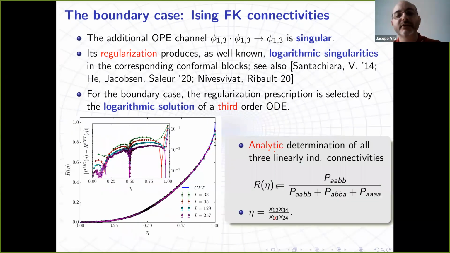And so basically the problem can now be completely solved when the points are on the boundary, and one can write a complete analytic solution for all these three linearly independent connectivities, and calculate universal ratios out of them that can be checked with Monte Carlo with extremely good precision.